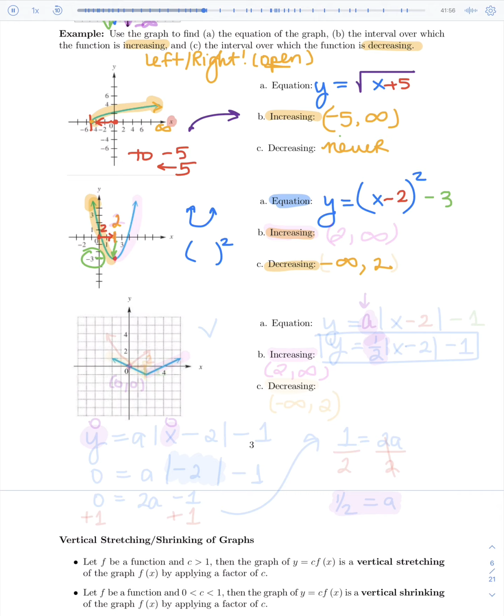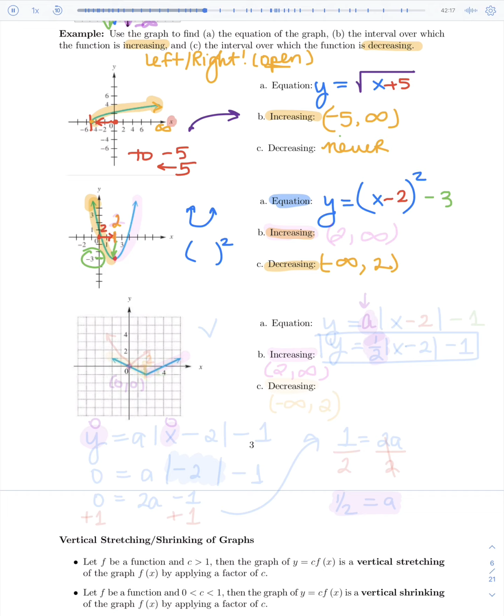We're always reading from left to right if we can, which is domain. We're never going to be using the y values unless you're specifically asked for the range. So for decreasing, we'll use -infinity, which always has a parentheses. We're always using open intervals for increasing or decreasing, so we'll always use a parentheses.